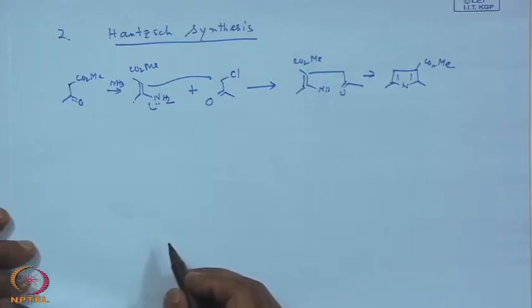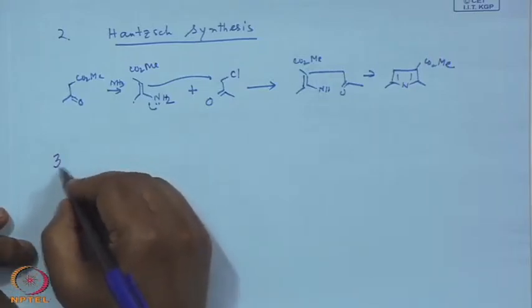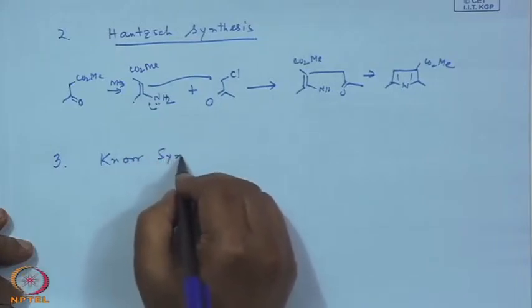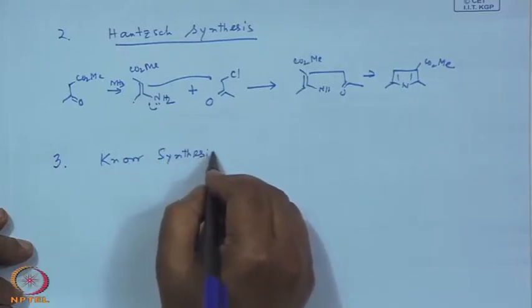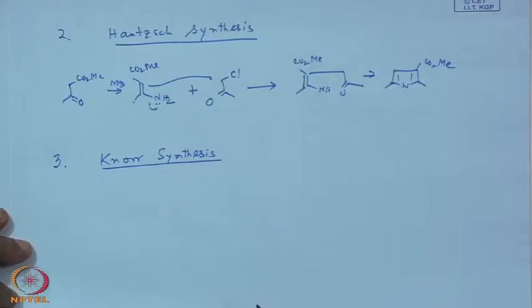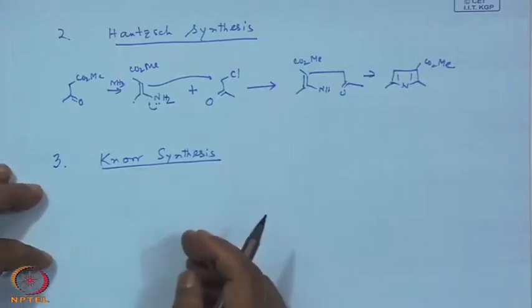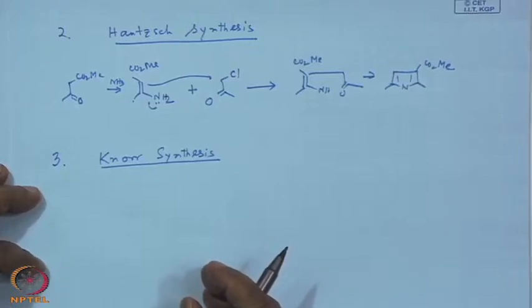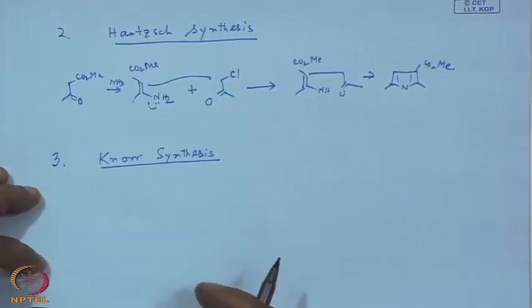Okay. And this third category, I think all of you know, is called the Knorr synthesis. This is not very popular though, only in certain special cases is it used. As I said before, you have to memorize this on the basis of the starting material. What is the starting material? How do you remember?